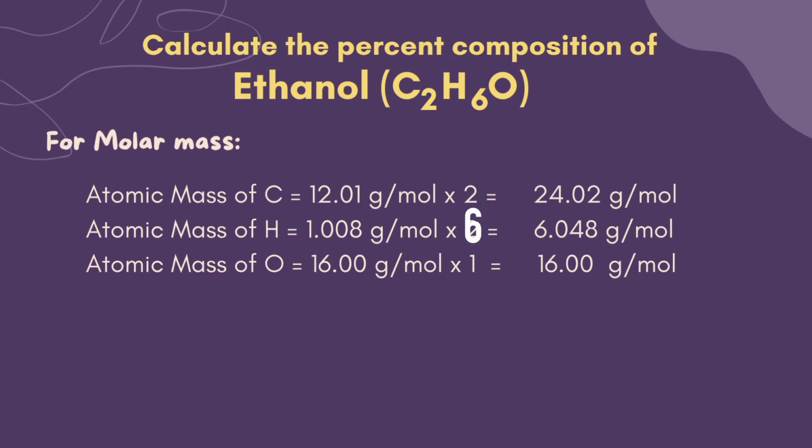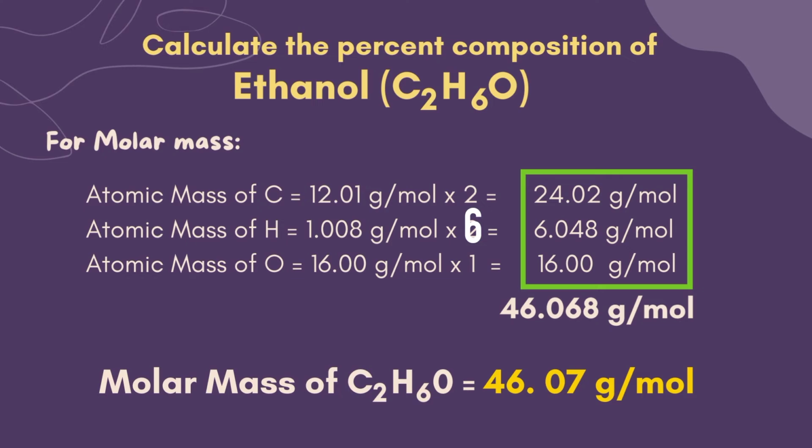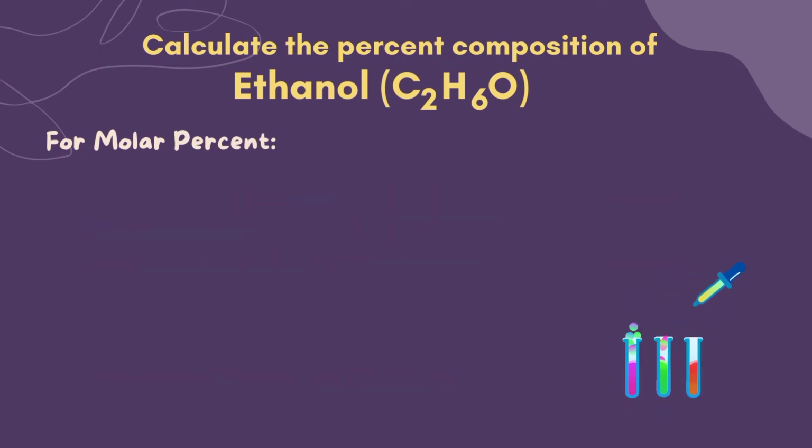To get the molar mass, let us add their products. And that is, do not forget to round off your answer to the nearest hundredths. Therefore, the molar mass of ethanol, or C2H6O, will be 46.07 gram per mole. Now, let us calculate the mass percent.